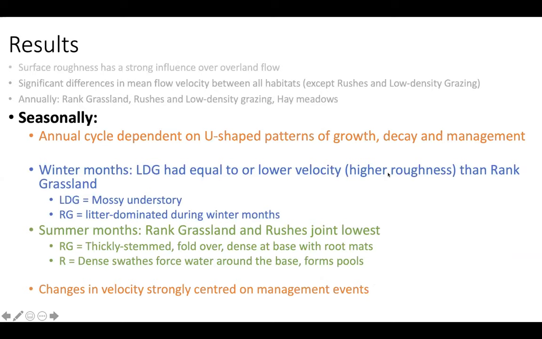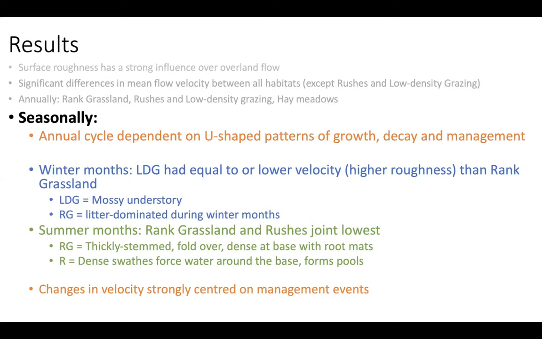So just to summarise these results, there's a really strong annual cycle, which is dependent on growth and decay, but also on management that's applied to those habitats. Before I showed you the annual table, which summarised rank grassland to be the most effective and hay meadows the least effective, if we look at that seasonally, actually different habitats have different strengths at different times of year.